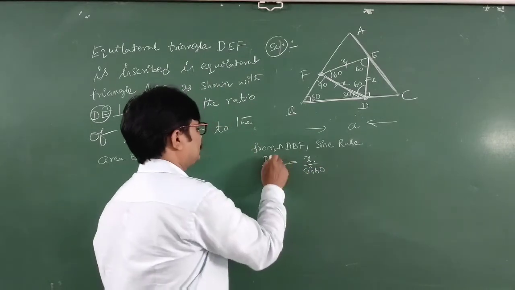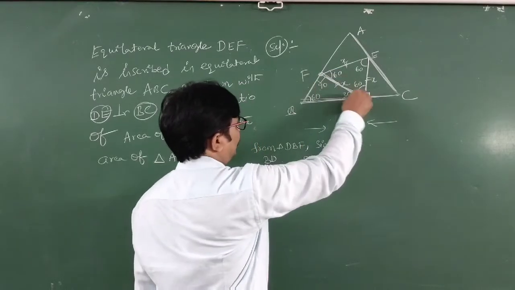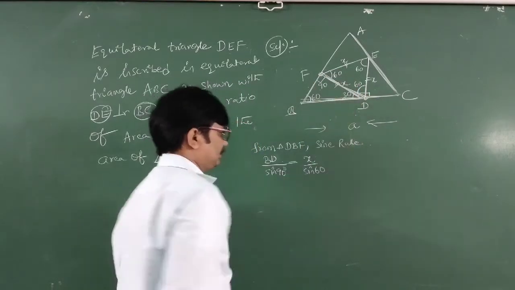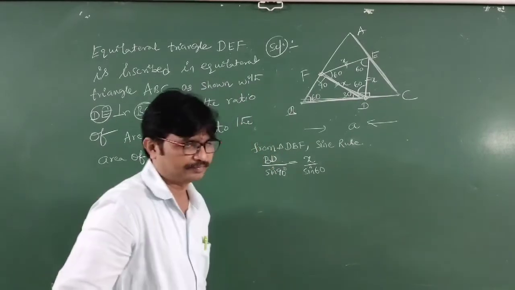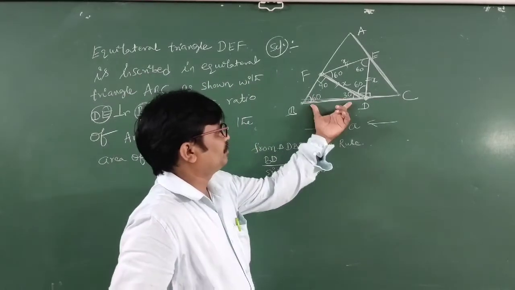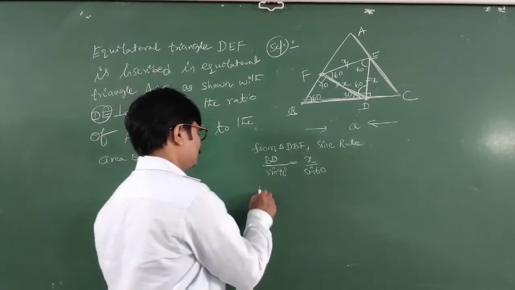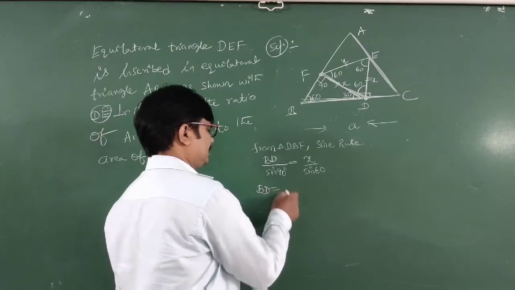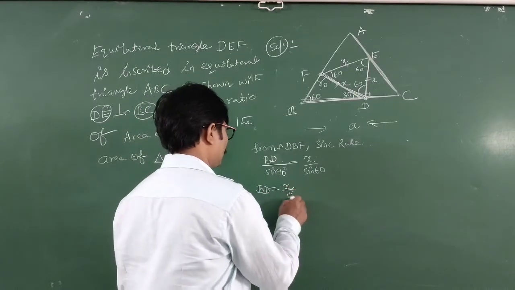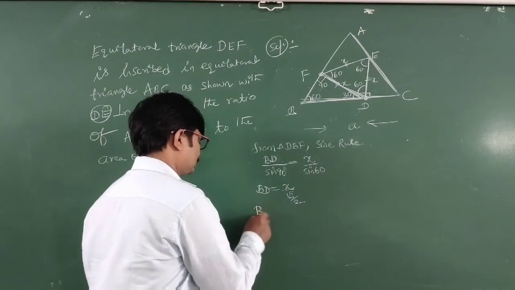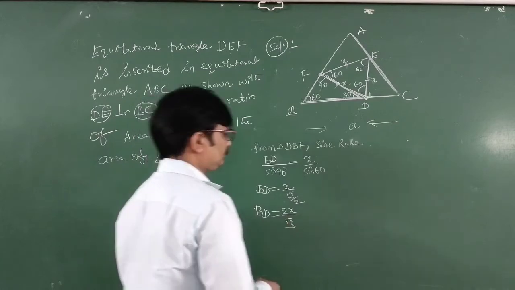BD by sin 90 and x by sin 60. This is from the sine rule: a by sin A equals b by sin B equals c by sin C. Here the required BD, and x is given, that's why we are taking only these two sides. So BD: sin 90 is 1, so BD equals x by sin 60 degrees, that is root 3 by 2. So dear students, BD is 2x by root 3.